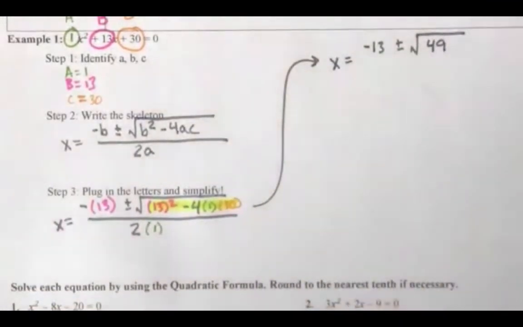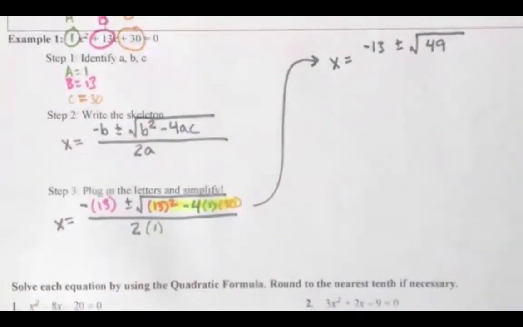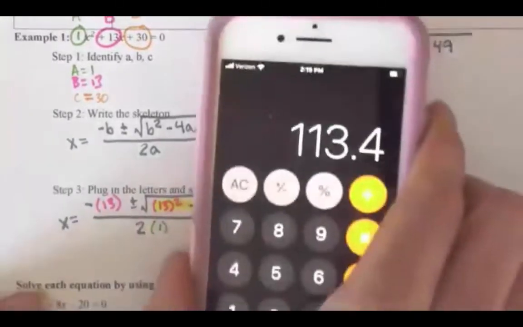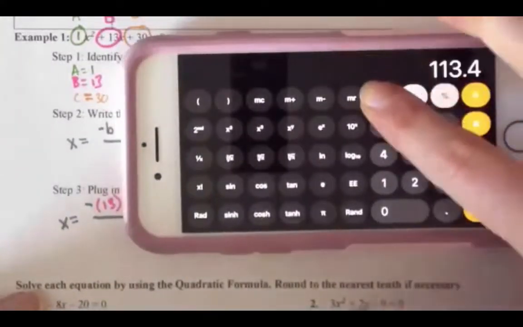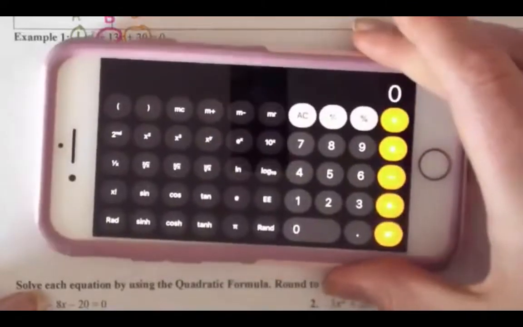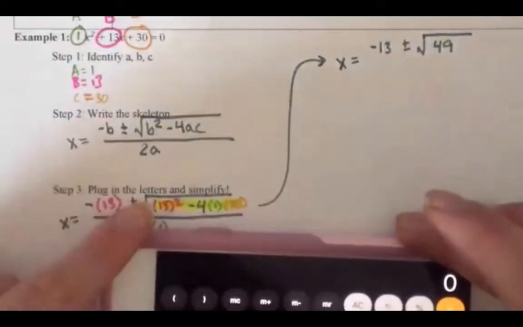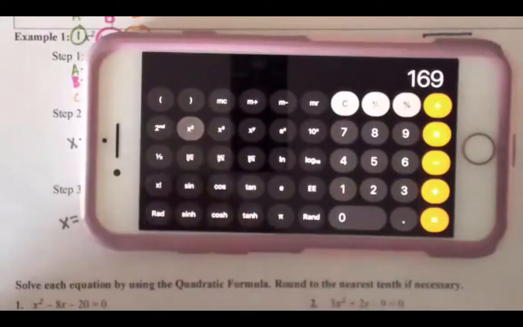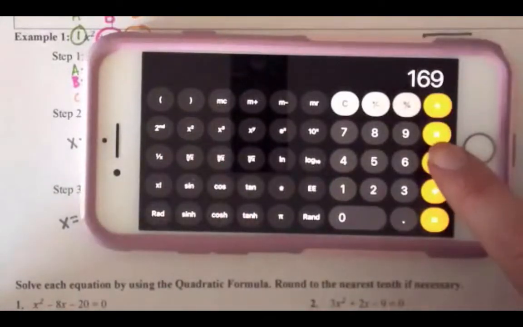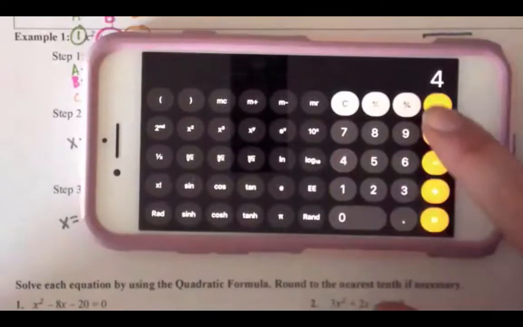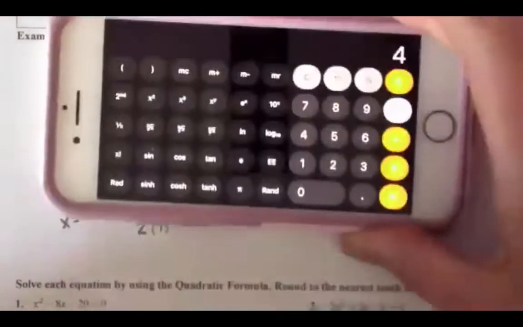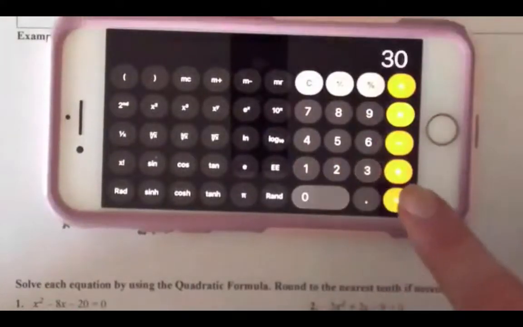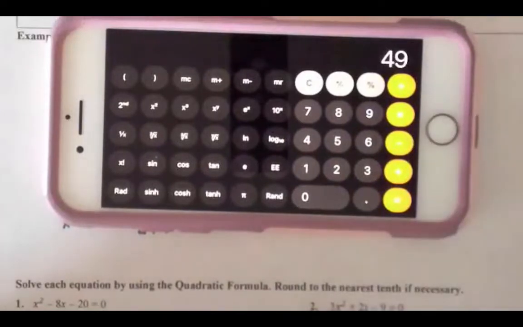If I was using my iPhone or some other form of technology, I can show you what that looks like. Here's the calculator app on my phone. If you turn it sideways, that'll give you the scientific view. So I could type in 13 squared. The squared button is right here, minus 4 times 1 times 30. Still gives you 49.